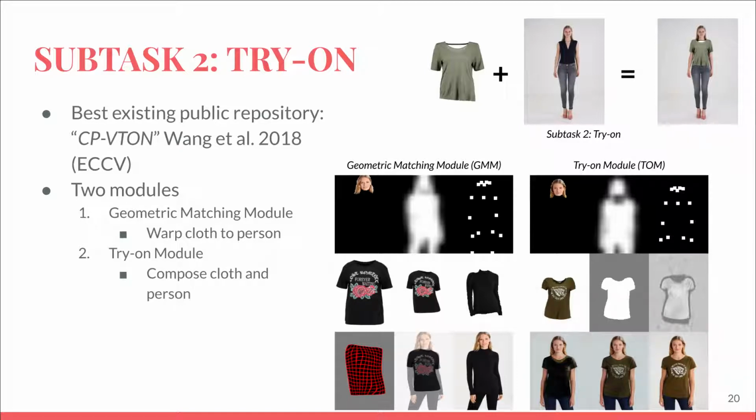CP-VTON consists of two modules. First is the geometric matching module, which takes as input the cloth product image and warps it to the user's body shape. Next is the try-on module, which takes that warped cloth and composes it with the image of the person using an alpha mask, and this way it achieves try-on.